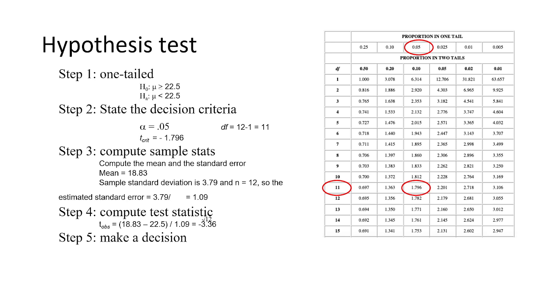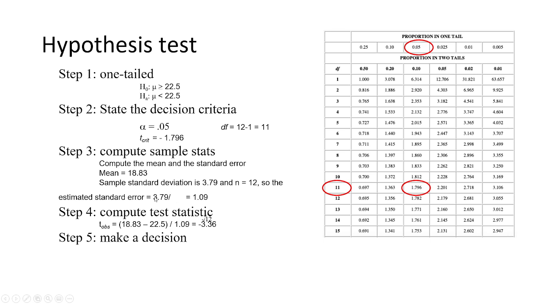We have the sample mean, which is 18.83. And then we also have the standard deviation of that sample, which is 3.79. And we also know how many people are in this sample. So we have all the information that we need to calculate the standard error.